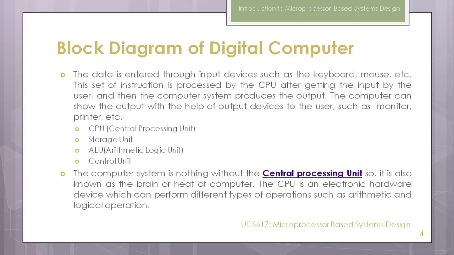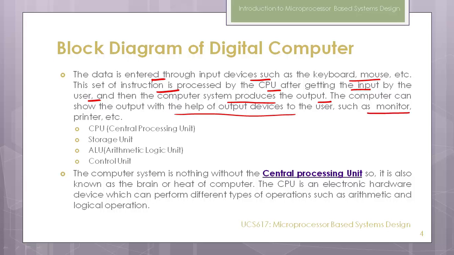So see, the description of this: data is entered with the help of input devices such as keyboard and mouse. The set of instructions is processed by the CPU after getting the input from the user, and then the computer system produces the output. The computer can show the output to the user with the help of output devices such as monitor, printer, etc. In the central part we have these things: first the CPU, that is the central processing unit, second the storage unit, third the ALU, fourth the control unit.